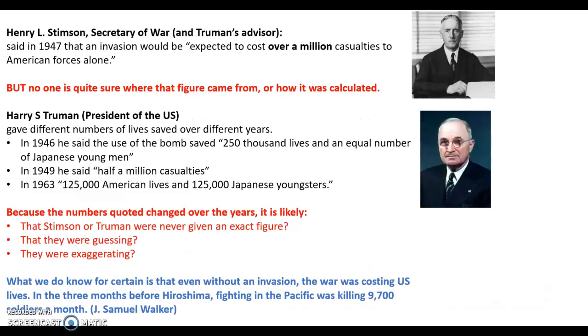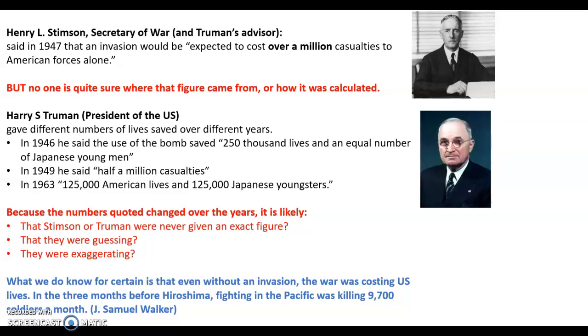Now, you would have read in Stimson's article, because Stimson said that if the bomb hadn't been dropped and if the US had had to invade Japan instead, it would have cost over 1 million casualties, over 1 million US lives. Now, no one is quite sure where he got that figure from or how it was worked out. Now, Harry Truman gave lots of different figures over the different years. He said 250,000 lives, he said 500,000 casualties, he said 125,000 lives. So the point is that no one's exactly sure. So really, it's most likely that Stimson or Truman didn't actually know.